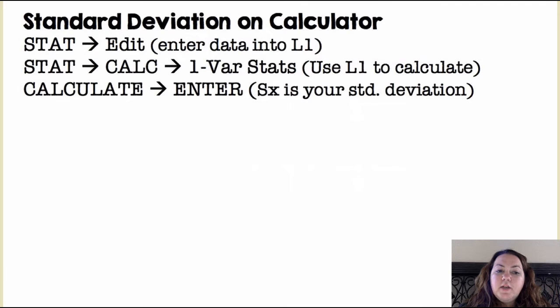All right, the standard deviation on your calculator. If you're using a graphing calculator, the TI 83, 84 Plus, you're going to go to Stat, Edit, and then enter all your data into List 1. Then you're going to go to Stat, over to Calc, and click 1-Var Stats, which is one variable statistics. You're going to use List 1 and go down to Calculate. Then you'll calculate it by hitting Enter, Enter, and you use Sx in your calculator for the standard deviation. It also gives you a bunch of other information.